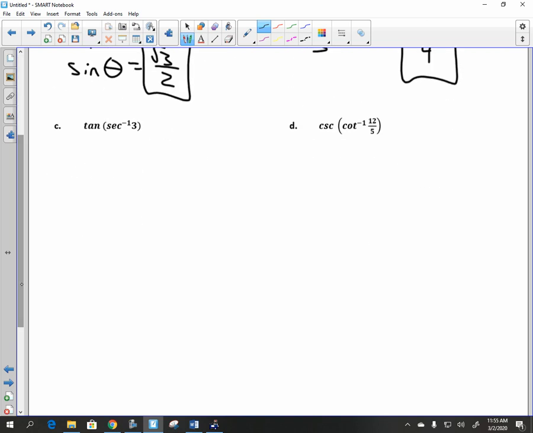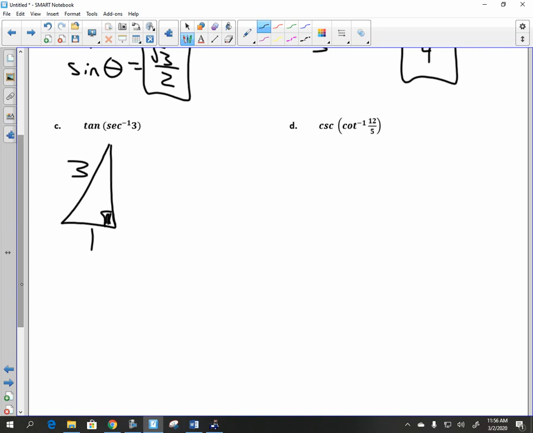Tangent of secant inverse of 3. What is secant in terms of opposite, adjacent, hypotenuse? Good. Hypotenuse over adjacent, because it's the reciprocal of what? Cosine. And cosine is adjacent over hypotenuse. So we have hypotenuse over adjacent.